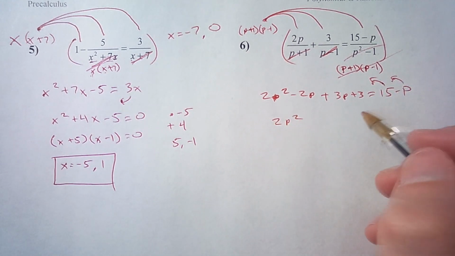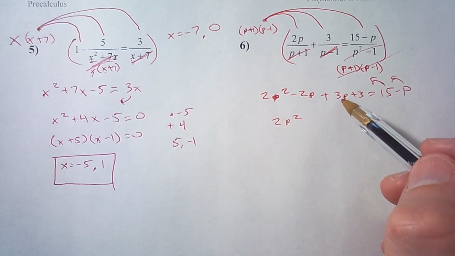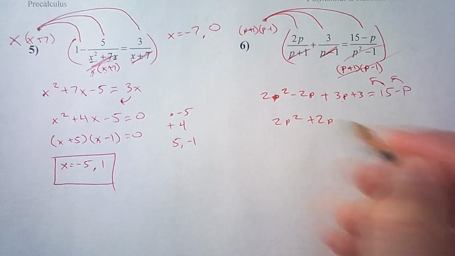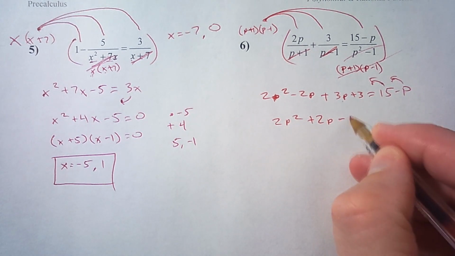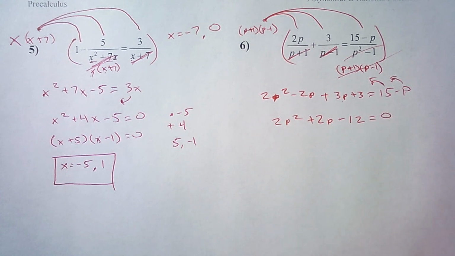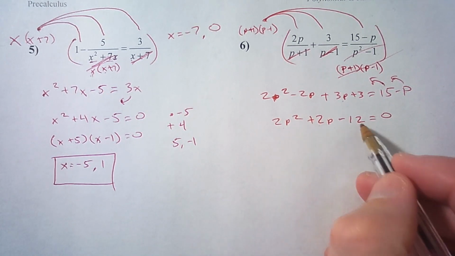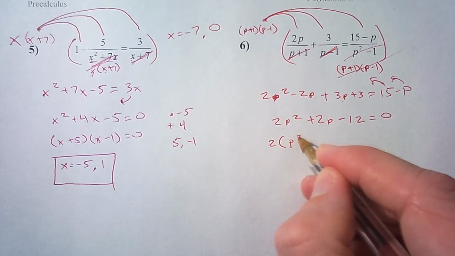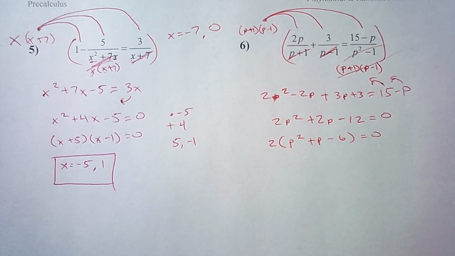So we have 2p squared. Then we have negative 2p plus 3p, which is p, plus p is 2p. And then we have 3 minus 15, that is negative 12. Now when I factor, the first thing I should really look for every time is a GCF, and these three terms have a greatest common factor of 2. So I can factor a 2 out of these three terms and get p squared plus p minus 6 equals 0.